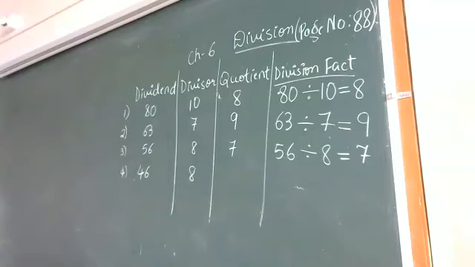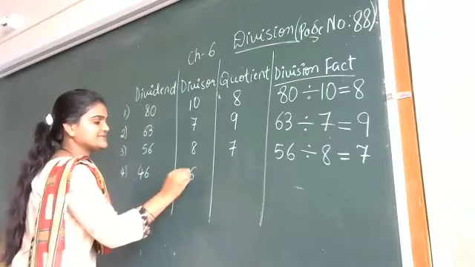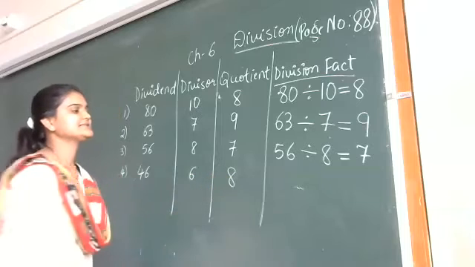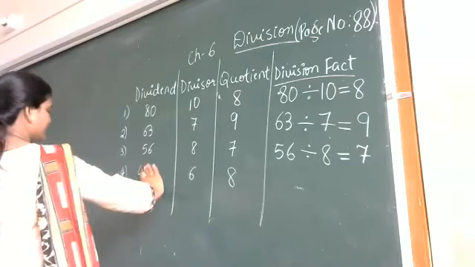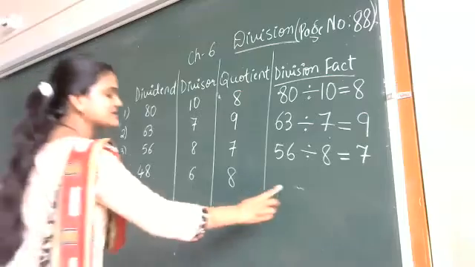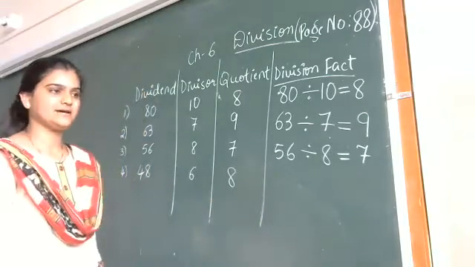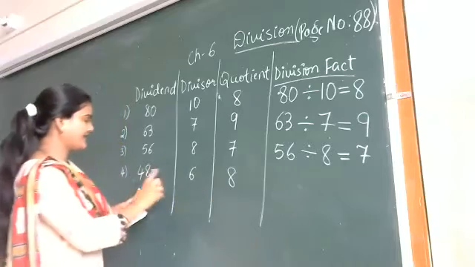48 is dividend, 8 is divisor. Sorry, 6 is divisor. 6 is given as divisor. 8 is our quotient. Sorry, 48 is the dividend, 6 is our divisor. Quotient is 8. Yes, tell the children: 48 divided by 6 is equal to 8.